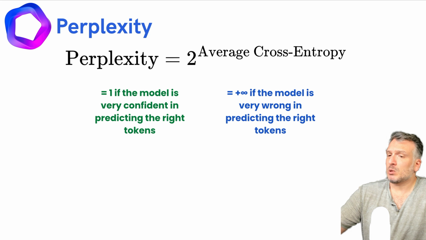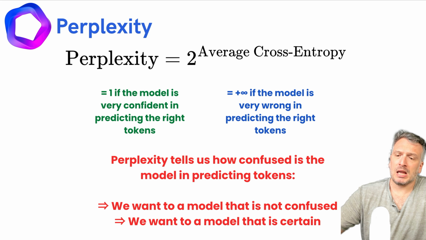So the perplexity is equal to 1 if the model is very confident in predicting the right tokens, and it is equal to plus infinity if the model is very wrong in predicting the right tokens. So the perplexity tells us how confused the model is in predicting tokens. We want a model that is not confused, so we want a model that is certain.